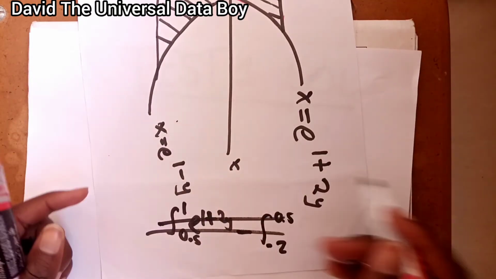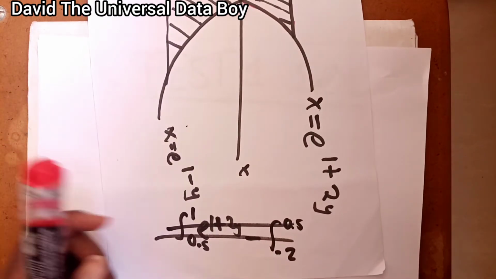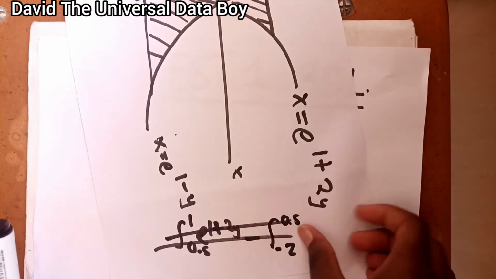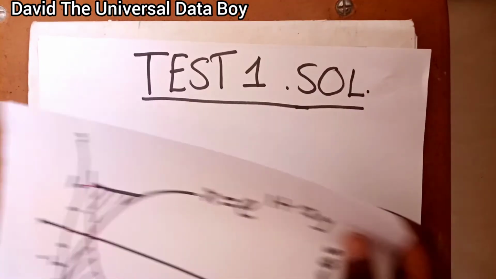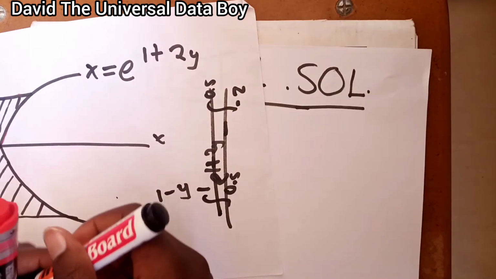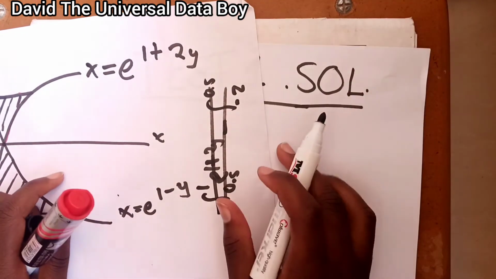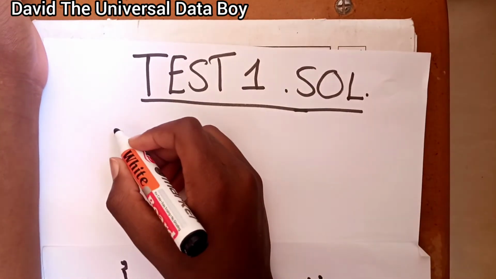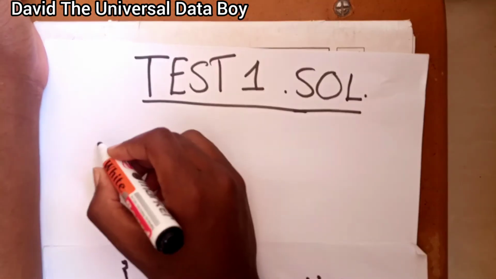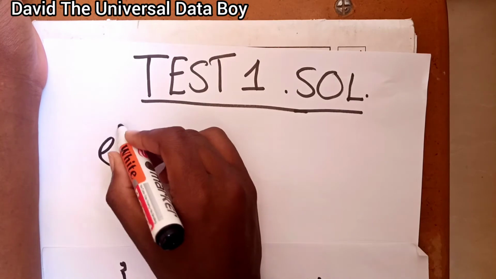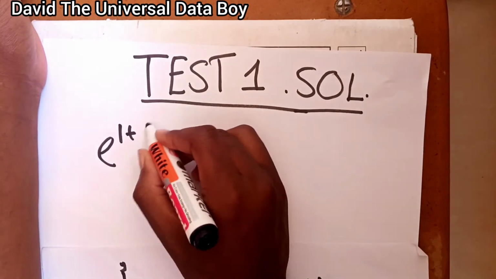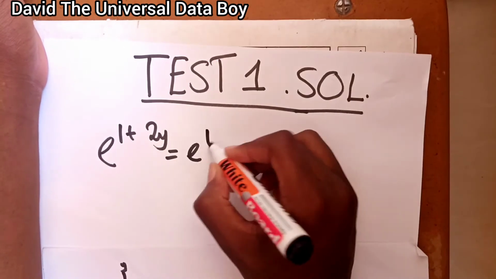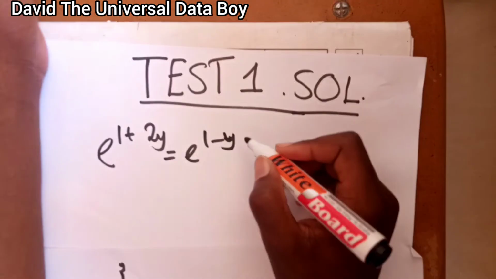So now we start by finding the point where these curves meet, which is this point, so that we have our limits of integration, because we've only been given 2 and we actually need 3. So we just have to equate them to find our point. e to the power 1 plus 2y is equal to e to the power 1 minus y.